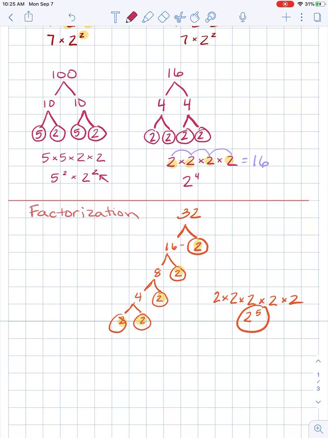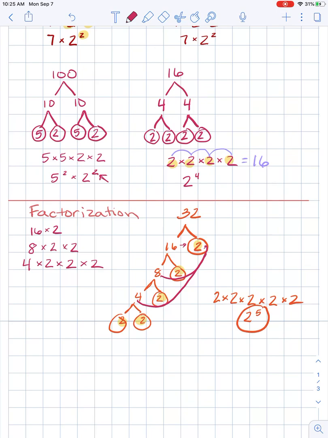We could do this right here, 16 times 2. That is a factorization. We could also do this one right here, 8 times 2 times 2. 8 times 2 is 16, times 2 is 32. We could do this one, 4, and then including all of those 2's, 4 times 2 times 2 times 2. Right? These are all examples of factorizations of 32.